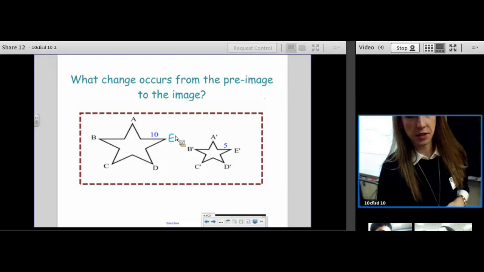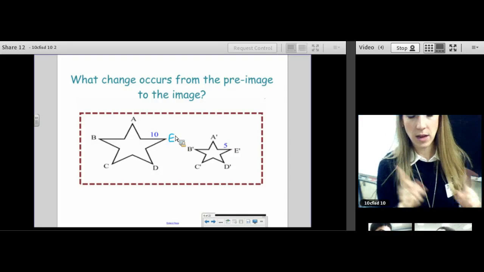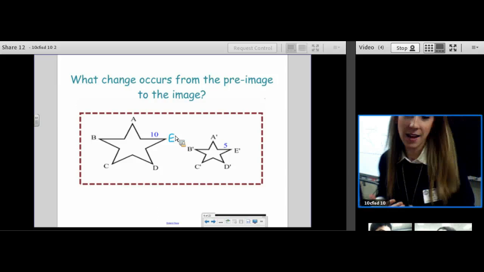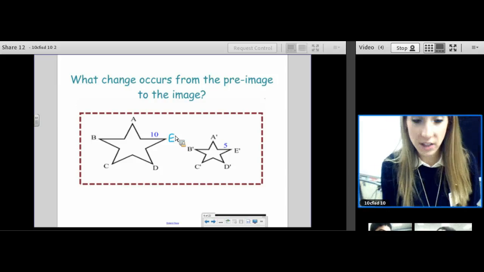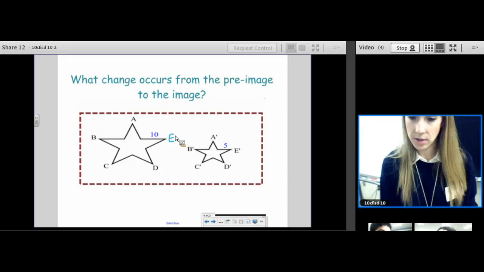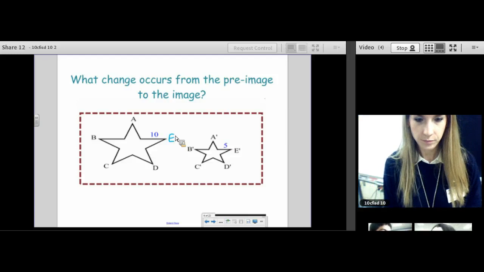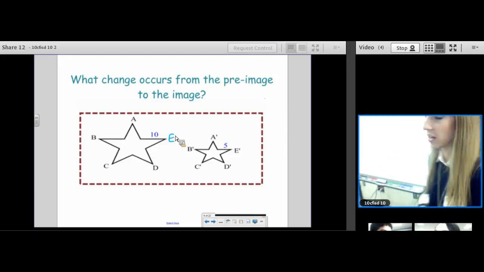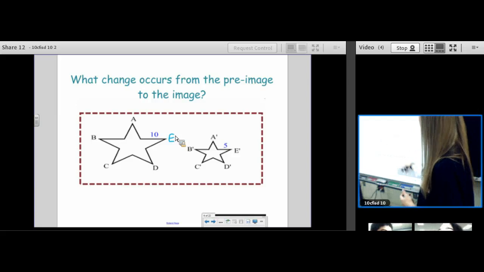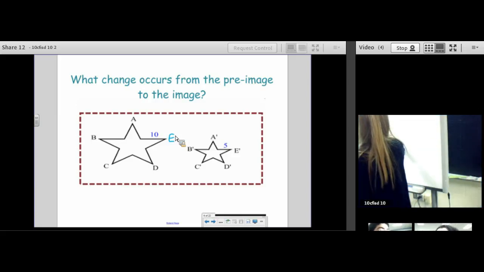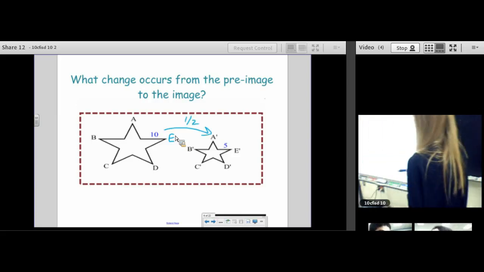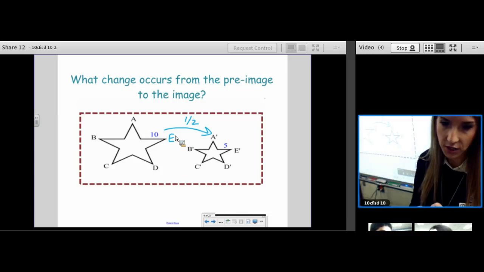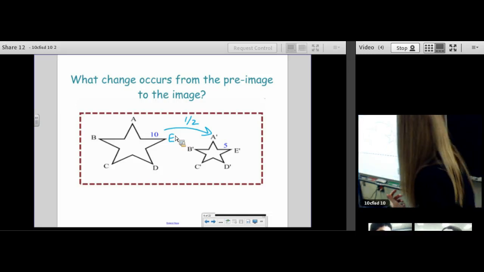What occurs from the pre-image to the image? So it's pretty much just asking what happened to the figure. It was a reduction, very good. And how much was it reduced by? It got twice the size? No, it got half the size. Very good. 5 is half of 10. So the scale factor to get from here to here is 1/2. A prime, B prime, C prime, D prime, E prime is half as large as A, B, C, D, E.